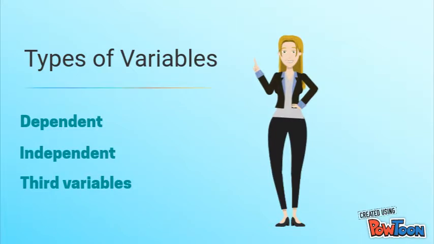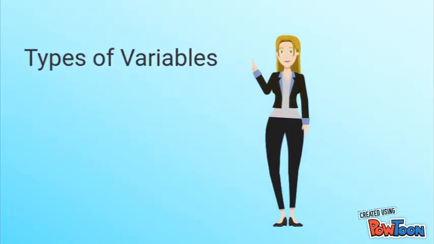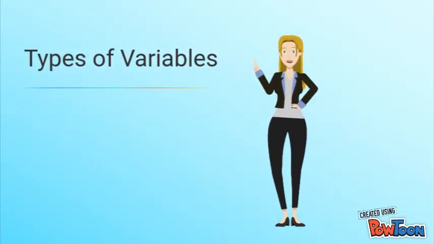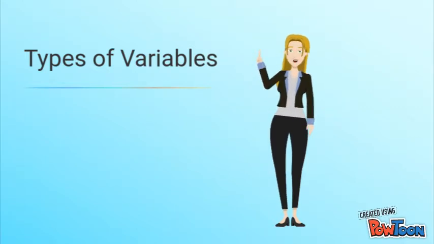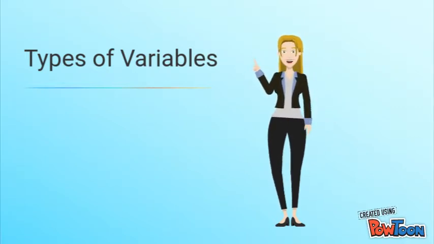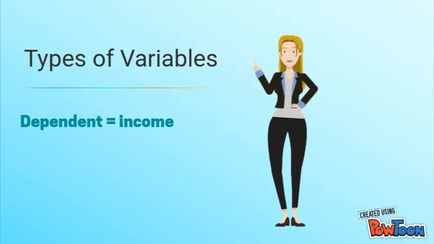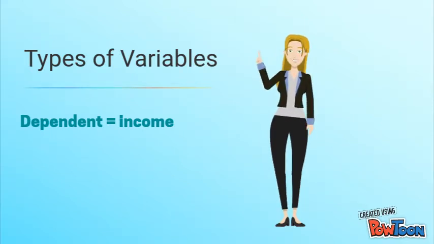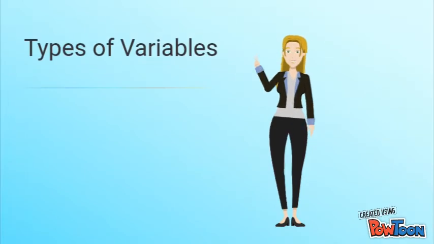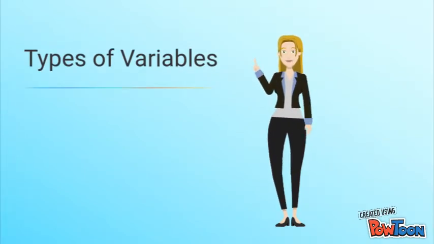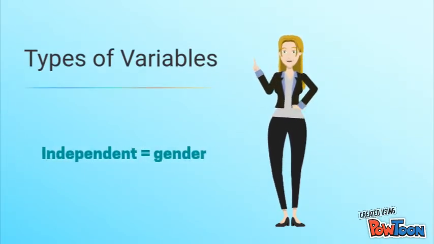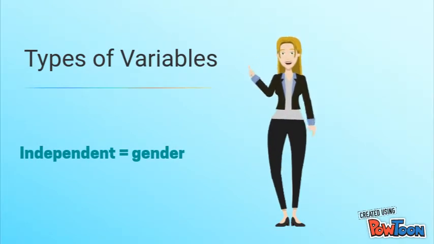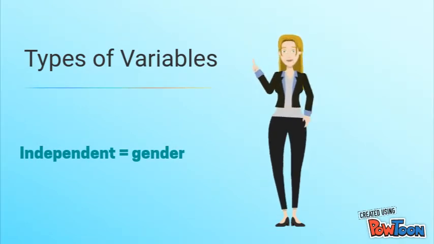Let's consider the previously mentioned hypothesis that in general, women have lower incomes than men. In this case, we are suggesting that people's gender has an impact on their income. Income is a dependent variable. Income depends on gender. While income is the dependent variable, in this example, gender is the independent variable. Gender is independent of income, or said in another way, a person's income does not impact their gender.